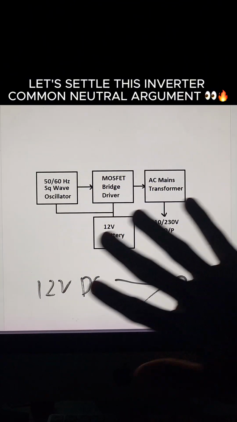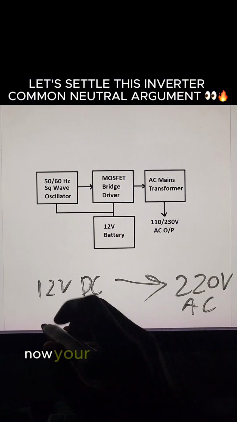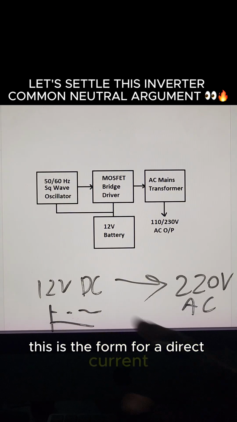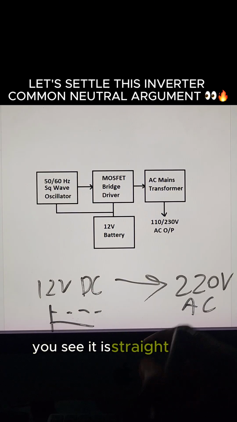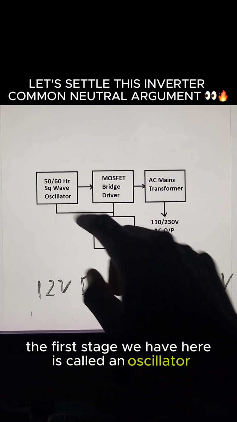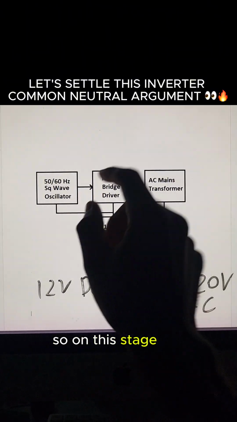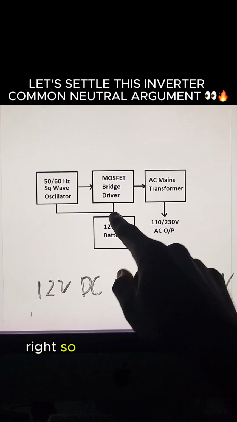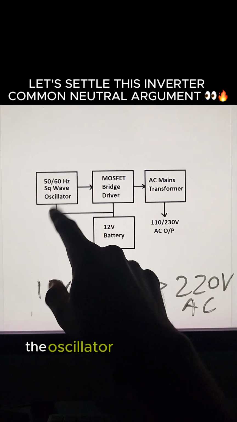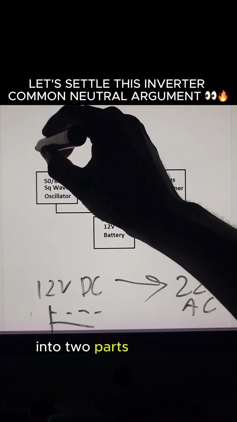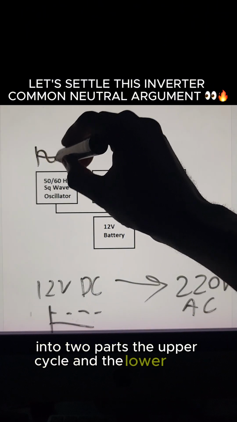And in this block diagram, I will now explain it to you. Now, your battery is this way. This is the form for a direct current. You see, it is straight. After the battery, the first stage we have here is called an oscillator. So on this stage, we generate the alternating current, right? So the battery powers the oscillator, which generates that alternating current in 2 parts, the upper cycle and the lower cycle.